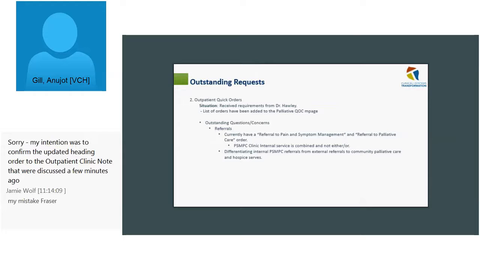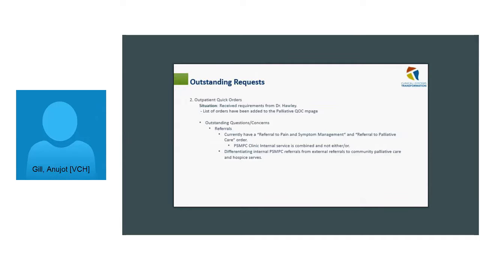As it was mentioned, the pain and symptom management and palliative care clinic internal service is combined and it's not either or. Currently, we just have referrals to pain and symptom management, and then we have a different referral to palliative care, which may make people think there are two different internal services. And I know you had mentioned that we need to clearly differentiate internal pain and symptom management palliative care referrals from external referrals to community palliative care and hospice services. I'm just wondering, is there anybody on the line from the ambulatory team that could comment regarding this?